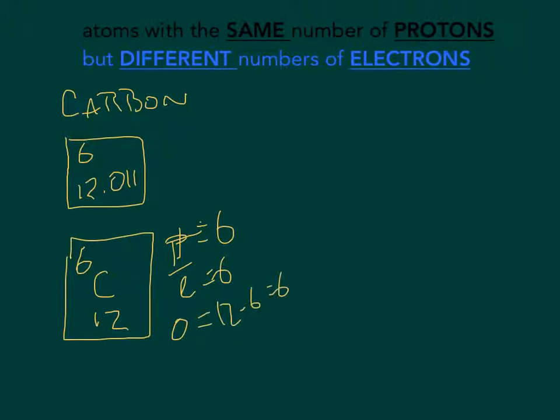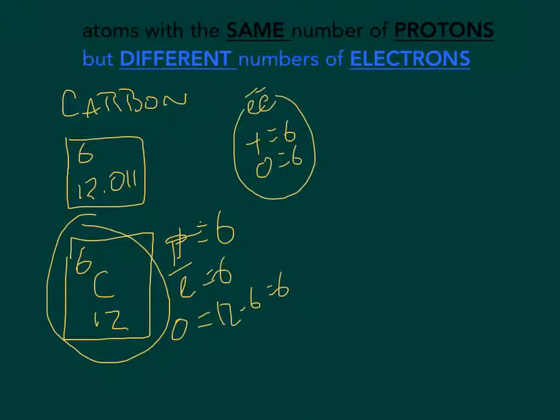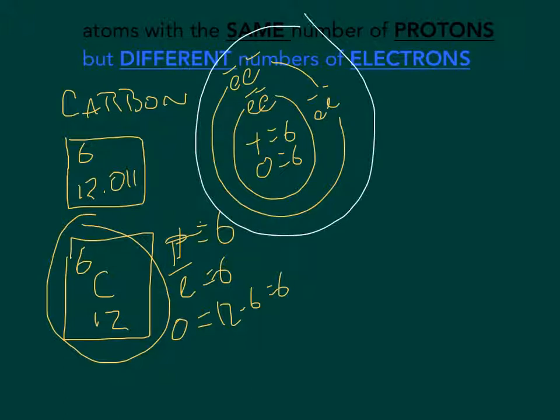So if I was to draw this isotope of carbon, it would basically have 6 protons, 6 neutrons, 2 electrons in the first shell, and 4 in the second. That would be one isotope of carbon, known as carbon-12.